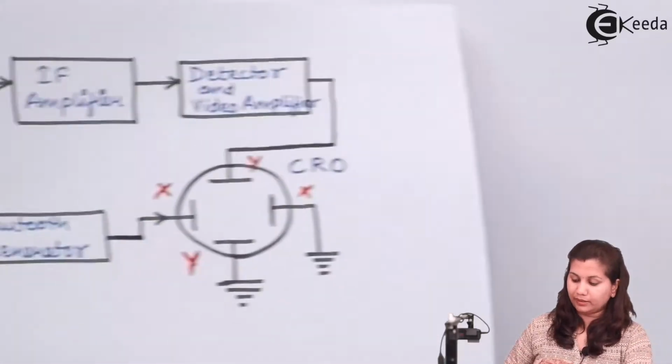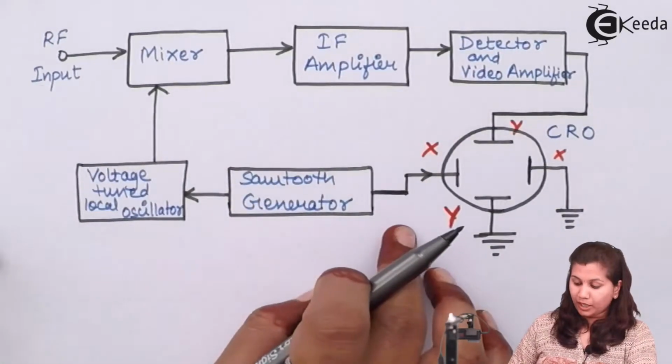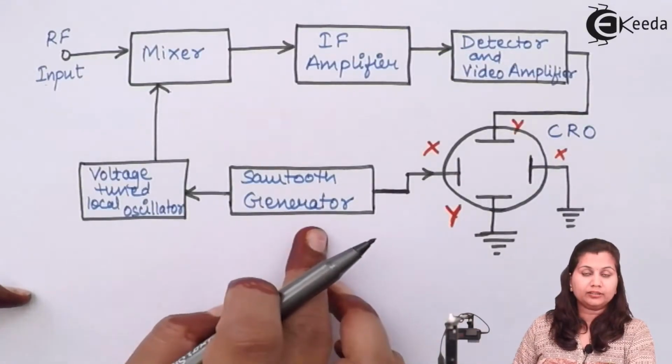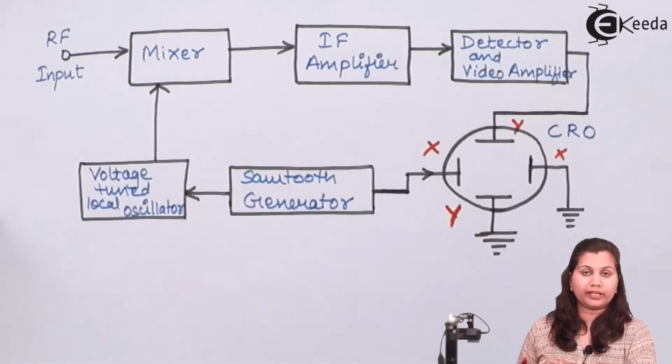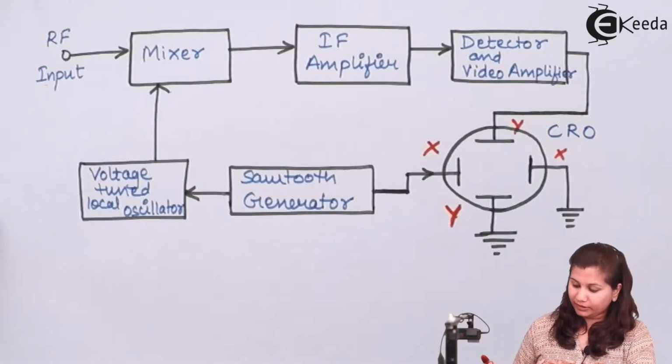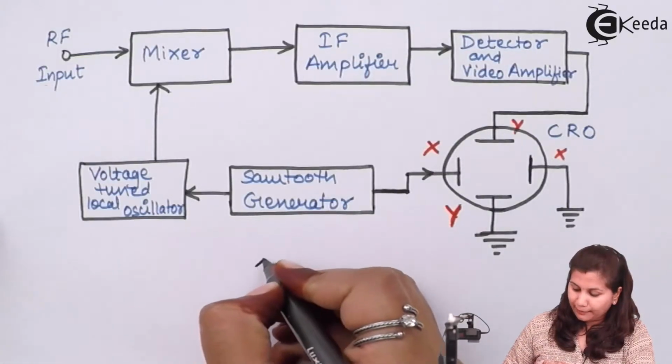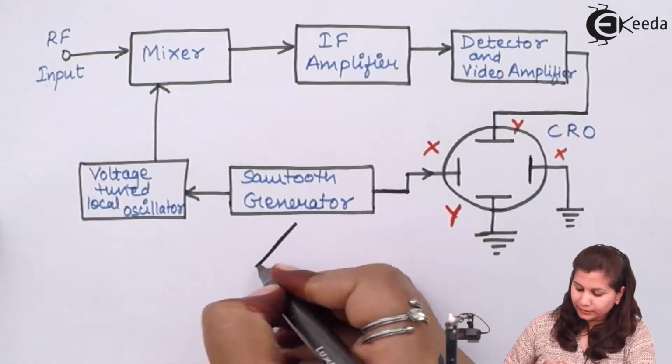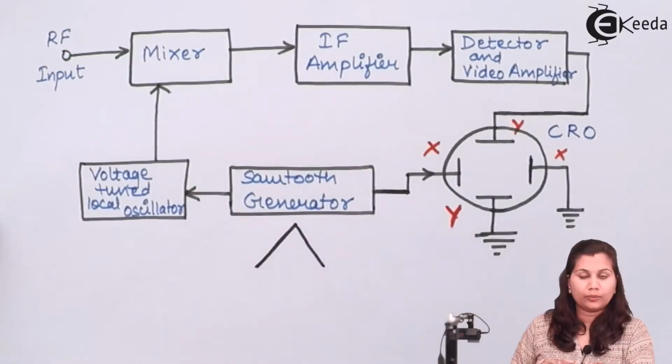So in this circuit, you can see that we are using a sawtooth generator. Now the sawtooth generator's function is to generate a sawtooth wave. A sawtooth wave is generally a ramp voltage, which is increasing with time. So this is a ramp voltage.